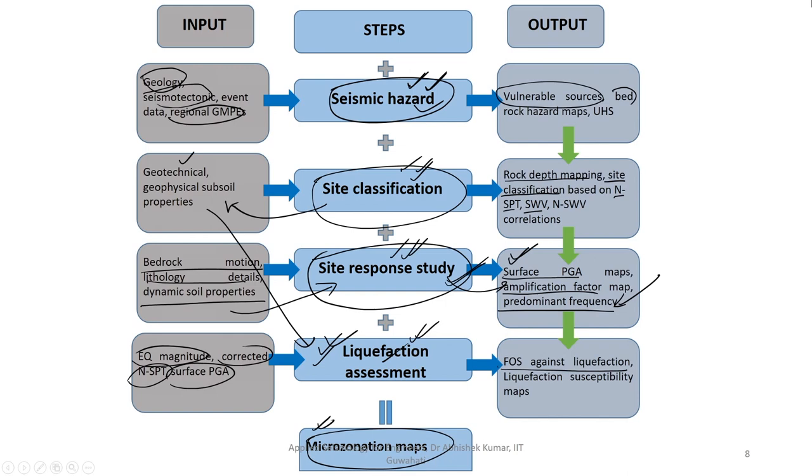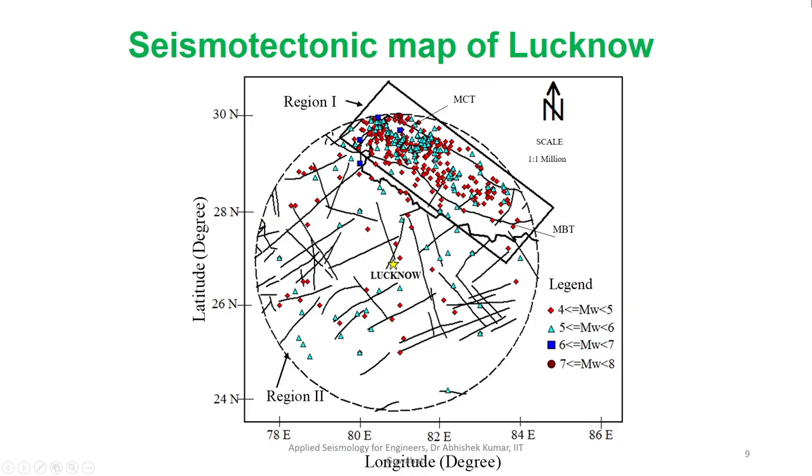Now, we will be referring here to some study which has been done. This is particularly related to one published paper. Here we can see the seismotectonic map which is developed for Lucknow. We can see where Lucknow is located and what the important faults in and around Lucknow are within a radial distance of 350 kilometers.